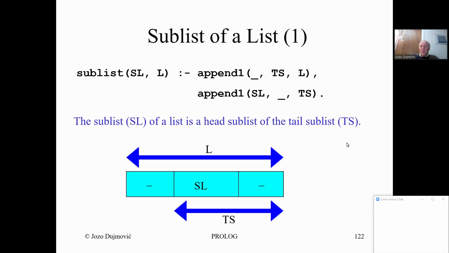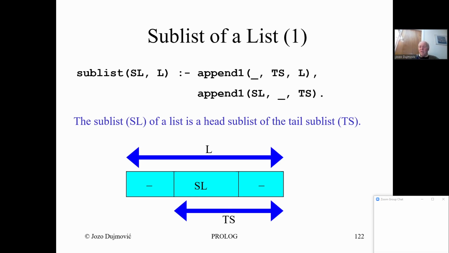Now something a little more complex, and this is the sublist of the list. So I have a list which is from here to here. So this is the list that is presented as this rectangle here. Now, I want to get some middle sublist of that list. I want to cut from here one part from the middle. Previously, we did with append just the head sublist of the list. And this is now a sublist in the middle.